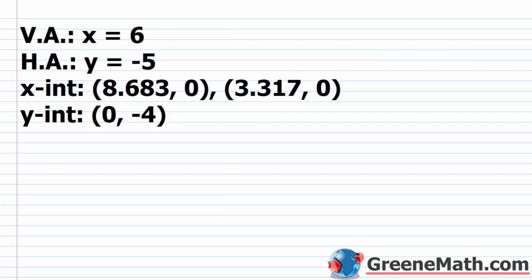All right, so I've written this out. So the x-intercepts, again, from the approximations I gave you earlier, are about 8.683, comma 0, and about 3.317, comma 0. The y-intercept is 0, negative 4.